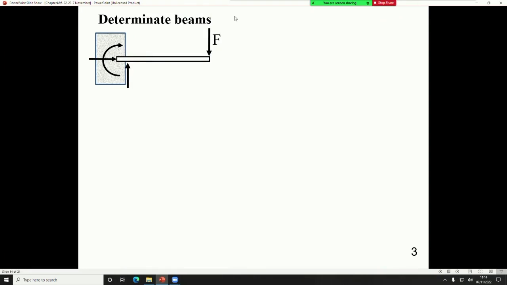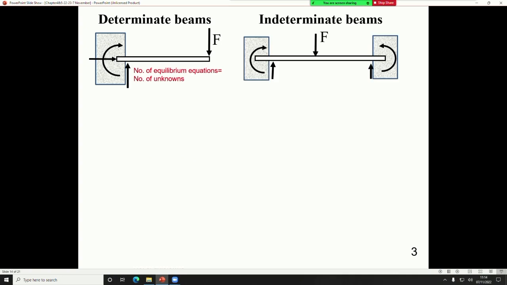For determinate structures, the number of equilibrium equations and number of unknowns are the same. So if you have 3 equilibrium equations for 2D analysis, we could afford to have up to 3 unknowns. So for this beam at the moment, we have up to 3 unknowns at the support. So therefore, the problem is considered as determinate. For an indeterminate problem, the number of equilibrium equations is less than the number of unknowns.